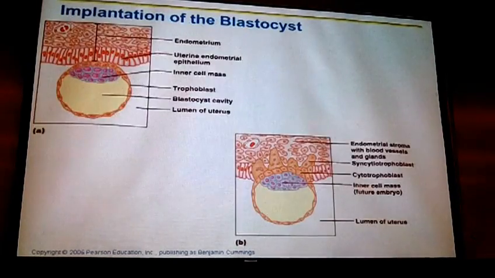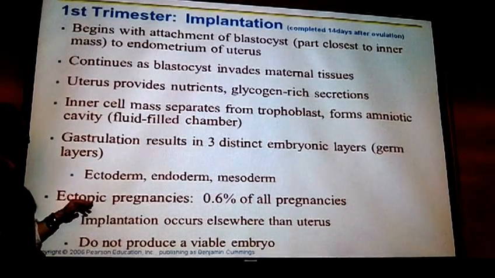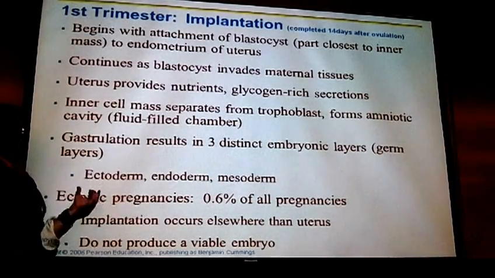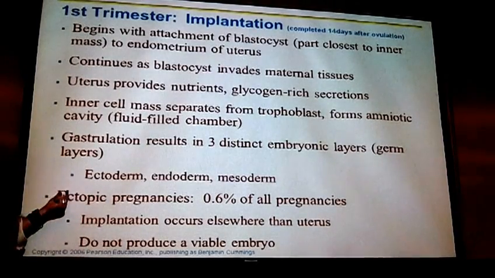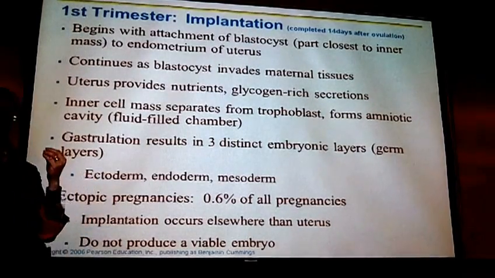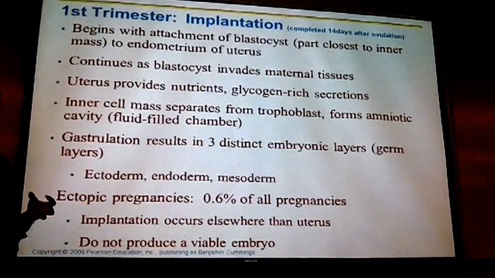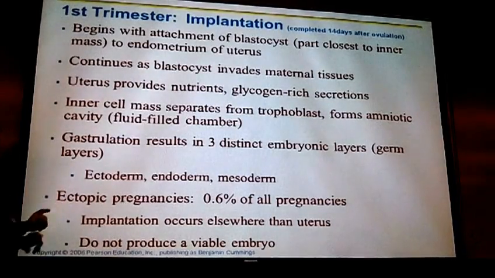Now, come back here for a second, just to back up for a moment. Ectopic pregnancies. This is a term that gets thrown around a lot. An ectopic pregnancy refers to when the blastocyst does not implant into the endometrium. It could be implanting anywhere other than the endometrium. That's referred to as an ectopic pregnancy.